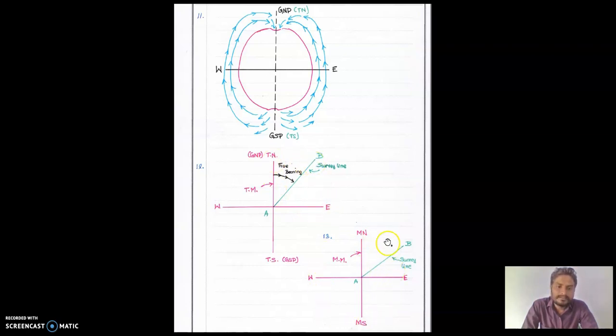Come to here. This is magnetic north and magnetic south. So this axis is called as magnetic meridian. This magnetic meridian is available at prismatic compass or surveyor compass, not on ground. So with the help of compass only we are going to measure the bearing. The angle between magnetic meridian and survey line is known as magnetic bearing. Okay, so now you can get the clear idea.